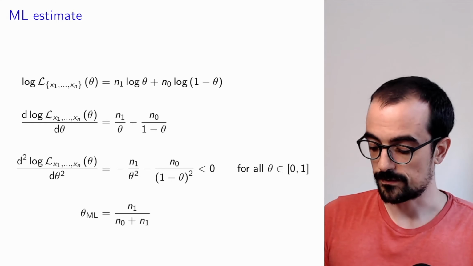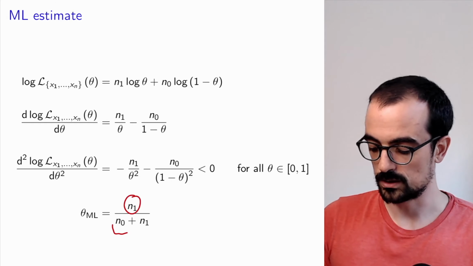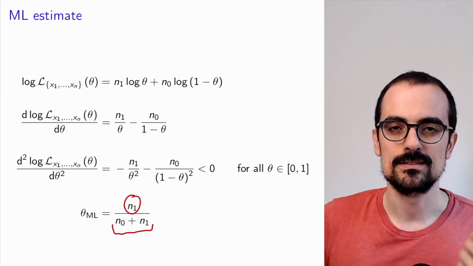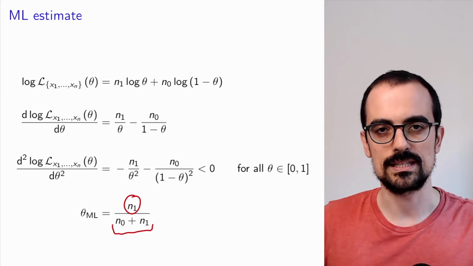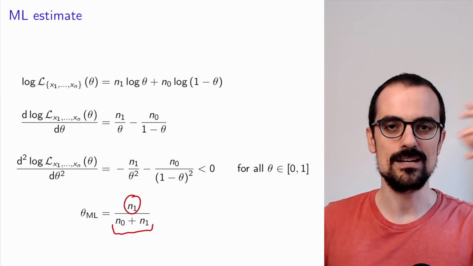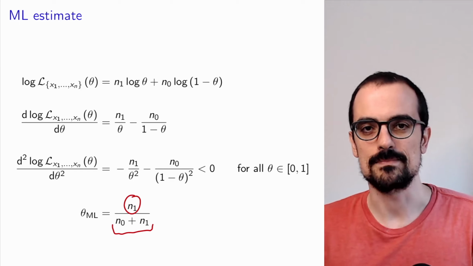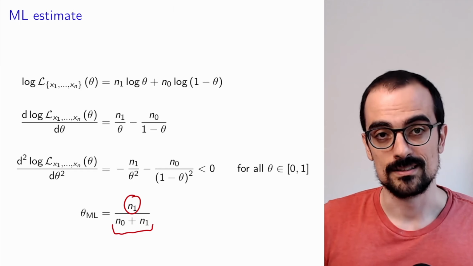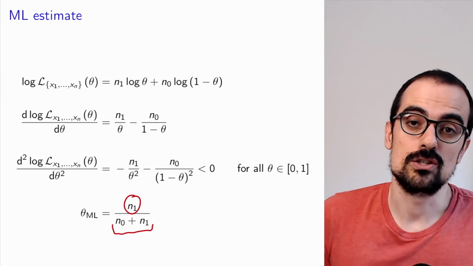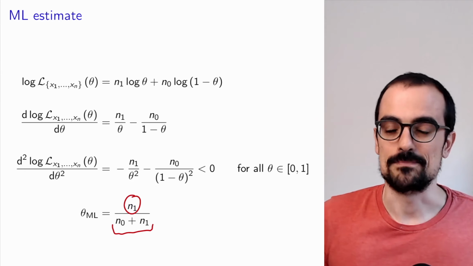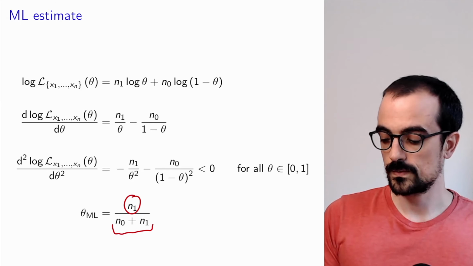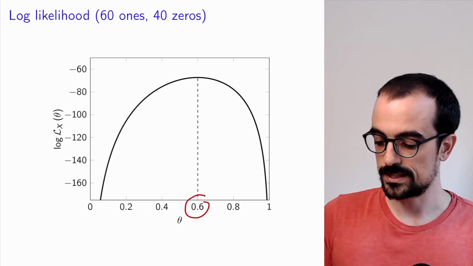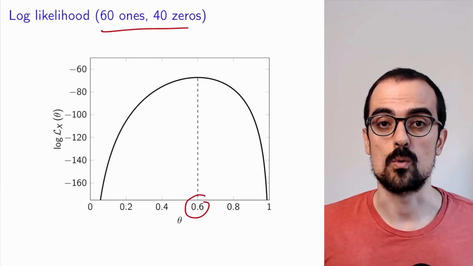This is just the fraction of ones, right? Because this is the total number of data. This actually makes a lot of sense, because remember, and it's always good to take a step back and say, okay, what does my parameter actually mean? What does it represent? Does the estimate make sense? Our parameter represents the probability of seeing a 1, and we're estimating it as the fraction of ones in the data. So that makes a lot of sense. And you can see that this is exactly where the maximum was, 0.6, because that's the fraction of ones in the data.